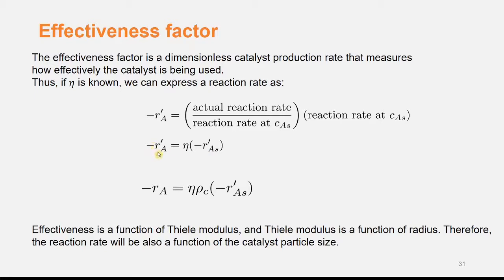Note that negative r_A prime is defined as the reaction rate per unit mass of catalyst. So we can multiply by the catalyst density to get the reaction rate per unit volume, negative r_A. So lastly, as the effectiveness factor is a function of the Thiele modulus, and the Thiele modulus is a function of the catalyst particle radius, you can see that the overall reaction rate will also be a function of the pellet radius.